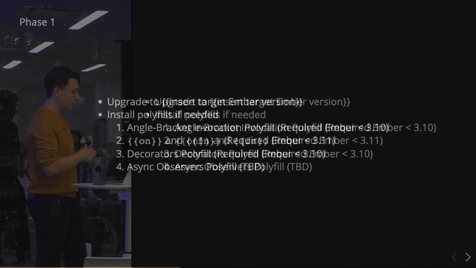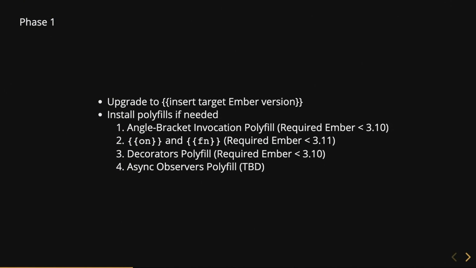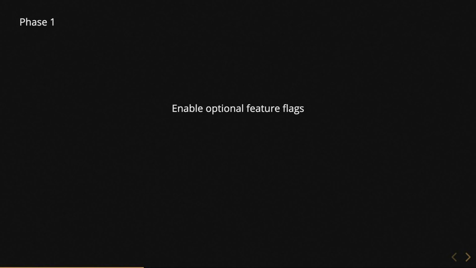Like I said, the first thing you do is upgrade to the target Ember version that you chose. I'd recommend one of the LTSs, so 3.8, 3.12, or Octane itself, 3.14. And then you install the polyfills. These are the various polyfills you might need. This is the only one that hasn't been written yet, and we're still working on it, but it should be available soon. And you really only need these polyfills if you are on 3.8. 3.12 and up, you're good. So then let's step through enabling the optional feature flags.